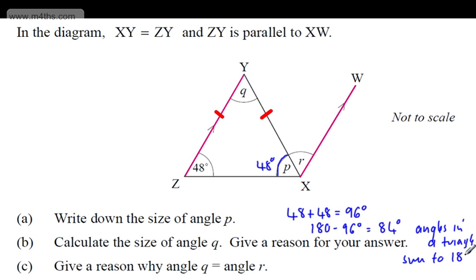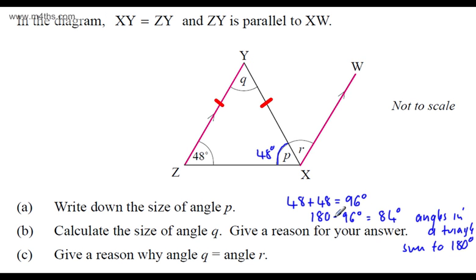We don't need to state anything about an isosceles triangle, purely based on the fact that we were asked to write down the size of angle P in the first part. We've already shown that it's an isosceles triangle. So calculate the size of angle Q, give a reason for your answer. Well, it's going to be now the 180 minus these two added. So that gives me 84 degrees.